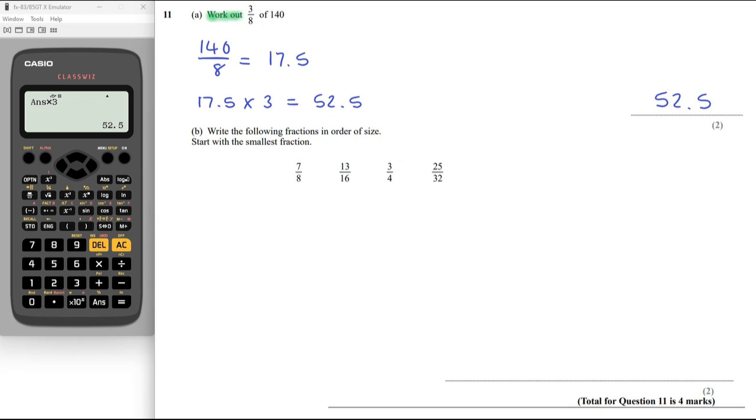Okay, let's look at part B. Write the following fractions in order of size. Start with the smallest fraction. So there's a few ways you could do this. You could convert them all into fractions with the same denominator. And if you didn't have a calculator, I would recommend doing that.